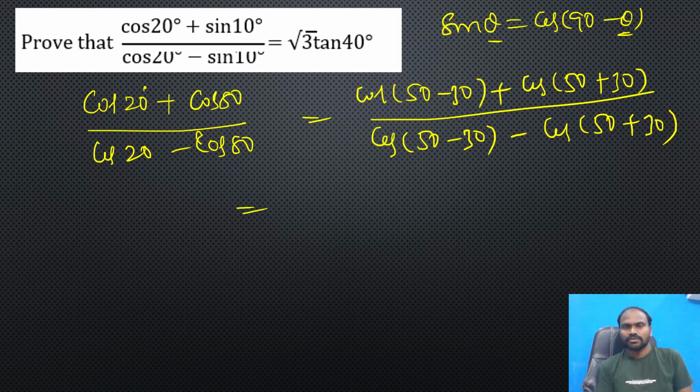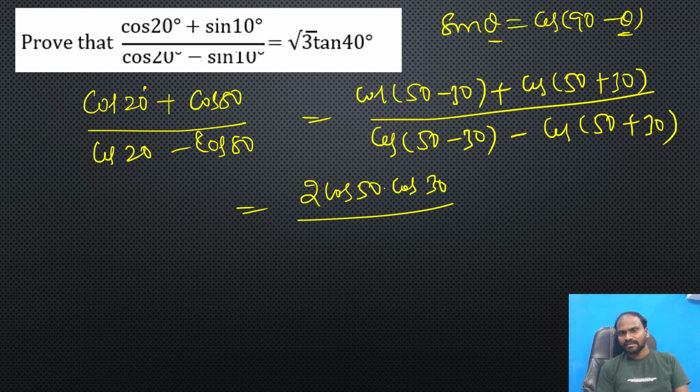Right? So cos 50, see it's like cos of (A plus B) plus cos of (A minus B). What is the formula? 2 cos A cos B. Next, cos of (A plus B) minus cos of (A minus B). What is the formula? Actually, if it is reversed, it is minus 2 sin A sin B. But it is like this now, so no need to write minus, directly 2 sin A sin B.